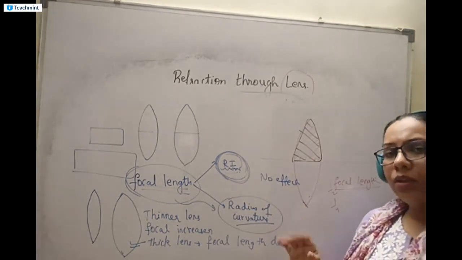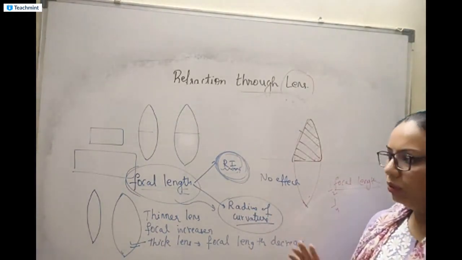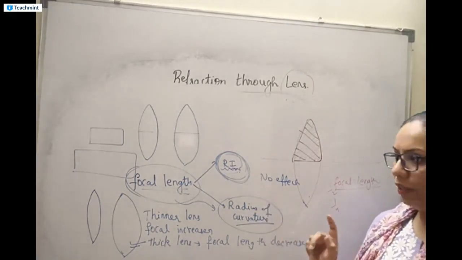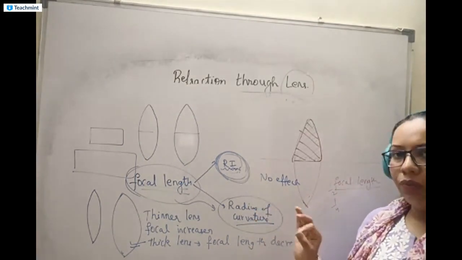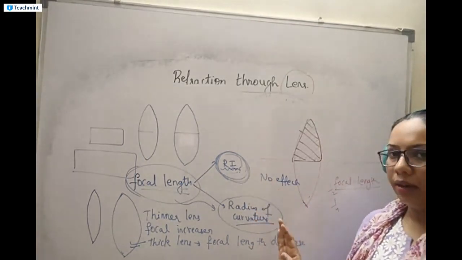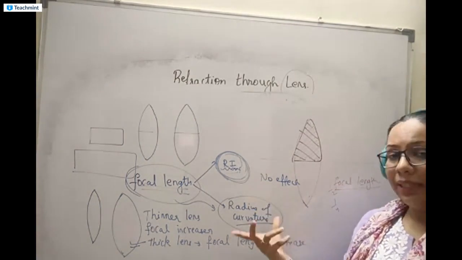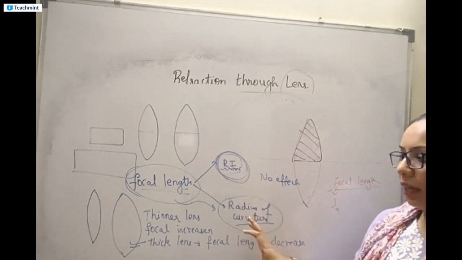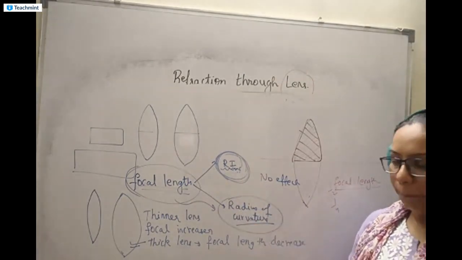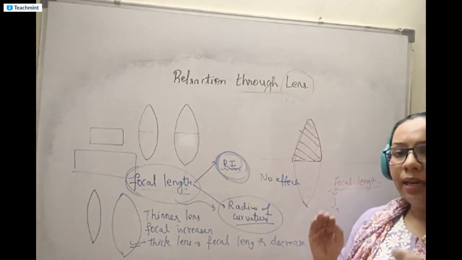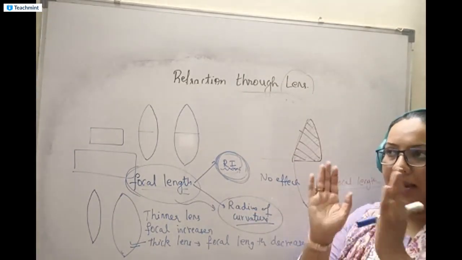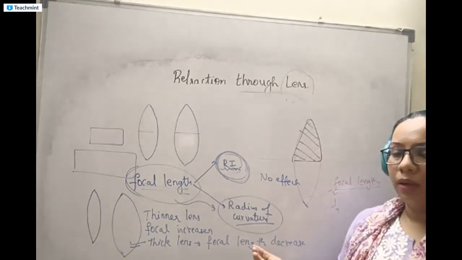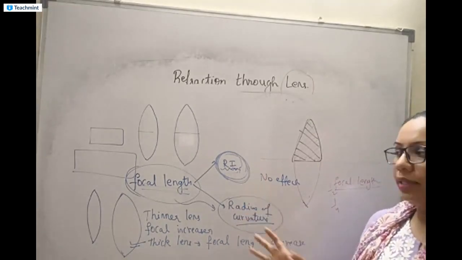Remember, the focal length, be it of a convex lens or a concave lens, depends on the same two factors: RI and radius of curvature. If you try to disturb either RI, by changing the medium, or the radius, by making it thick or thin, you are affecting these two factors, and the focal length will get directly impacted. That means if a lens is made once, it does not mean it has a perfect, fixed dimension and focal length. You can always change the focal length by making these changes.